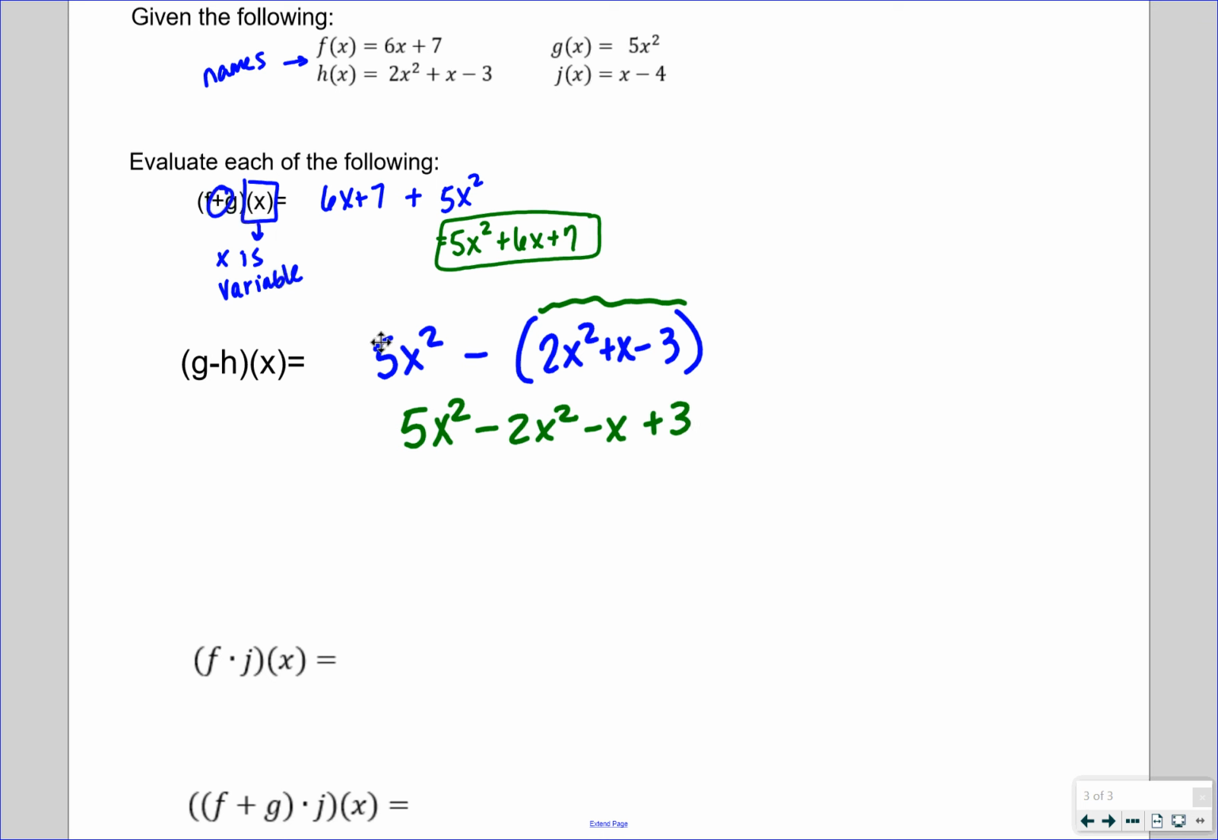Now I'm just going to combine my like terms. I have 5x squared minus 2x squared. That gets me 3x squared minus x plus 3. That's all that is alike there.